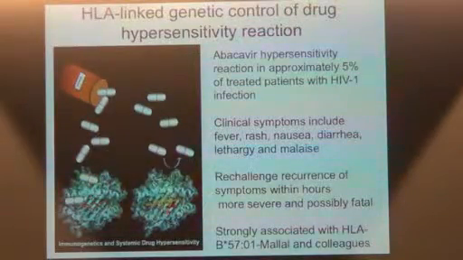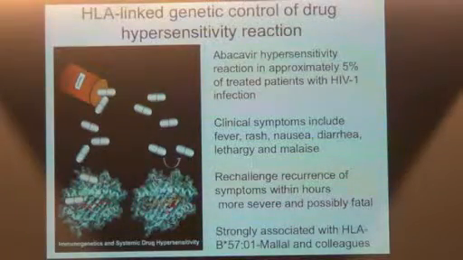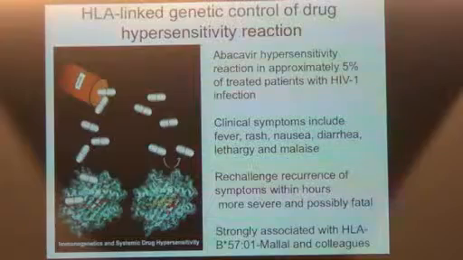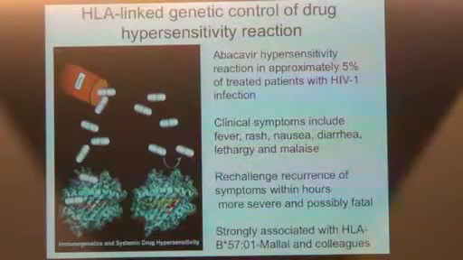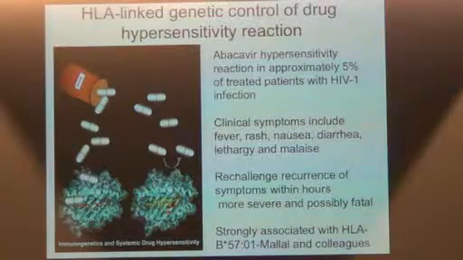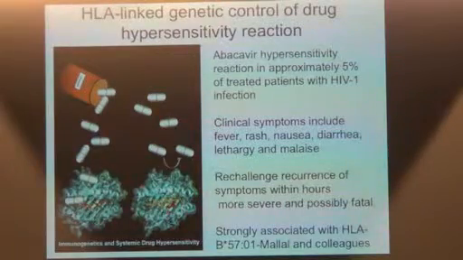I've talked about how these genes can control selection of virus peptides so that we respond to viruses differently according to the shape of our HLA clefts. Now I'm going to talk about how the HLA genes can control drug hypersensitivity. In HIV, there's a drug called abacavir, which is used to prevent replication of the virus.